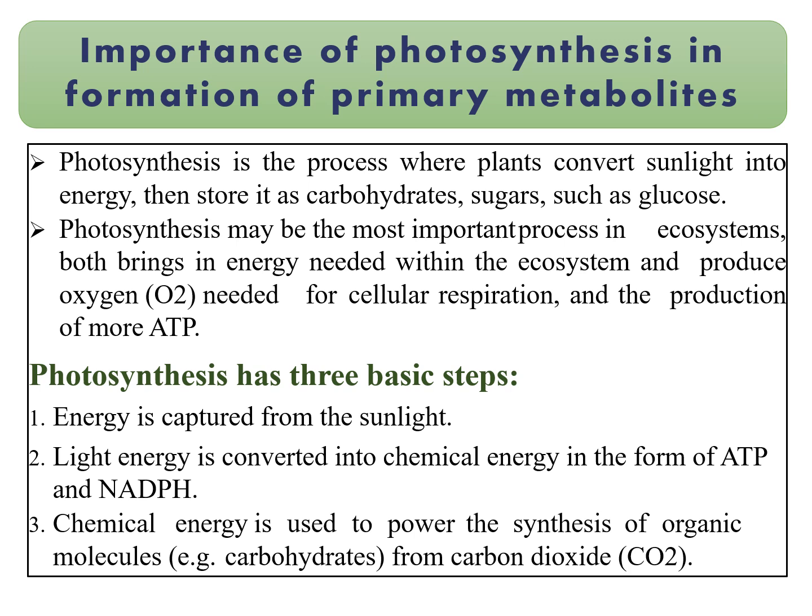Now, what is the main importance of photosynthesis? How does photosynthesis help to form the primary metabolites? So, what is photosynthesis mainly? Photosynthesis is the process where plants convert sunlight into energy, and then store it in the form of carbohydrate, sugar, such as glucose molecules.